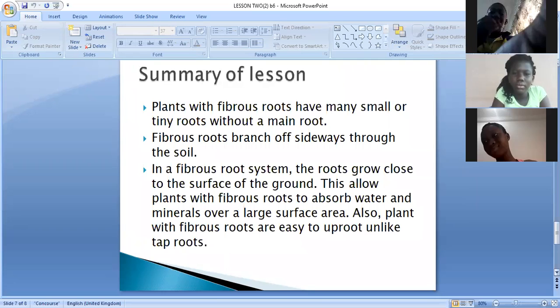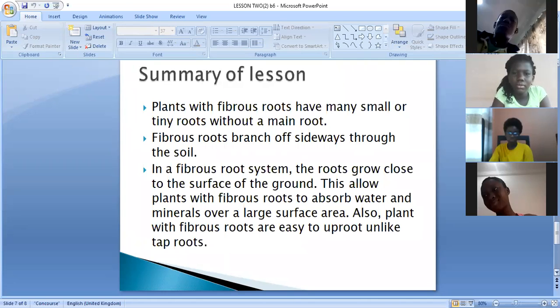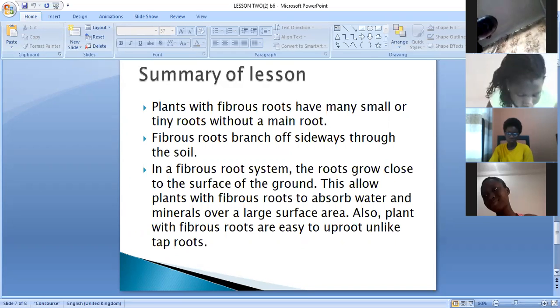Plants with fibrous roots have many small or tiny roots without a main root. So it should be in your head today that plants with fibrous roots have many small or tiny roots without a main root. So know that fibrous roots don't have what? A main root, but they have a tiny or a cluster of roots. The main roots are actually found in a taproot. Good. Please go on.